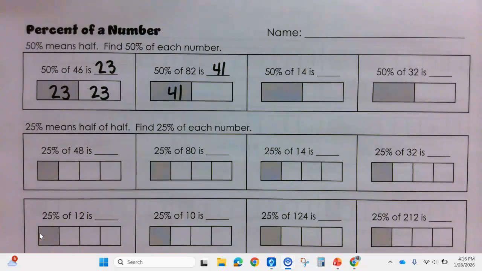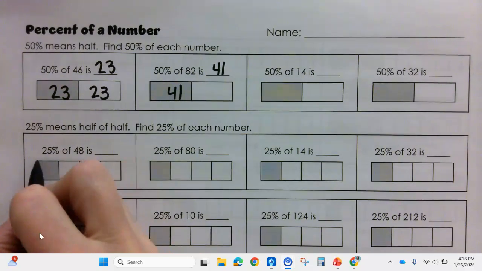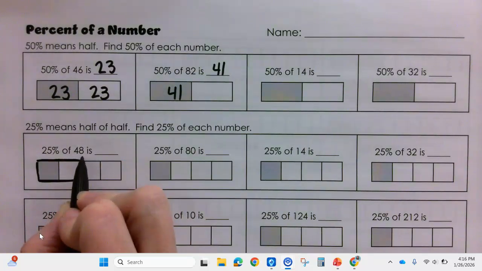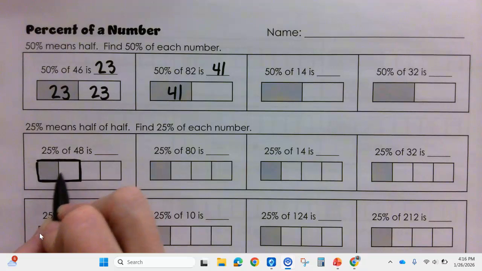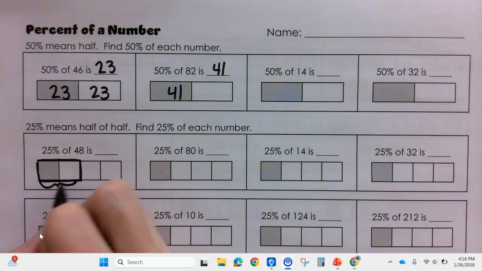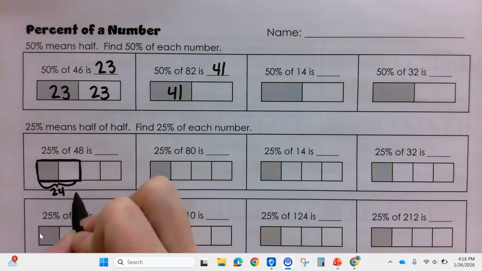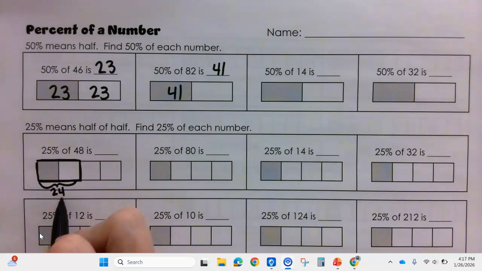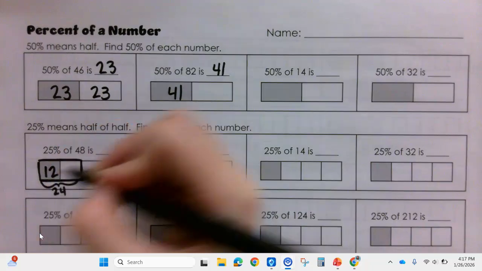25% means half of half. So we could start by finding half, or 50% of 48. That means this whole chunk here would be 24. Then we need to find half of that. Half of 24 is 12.